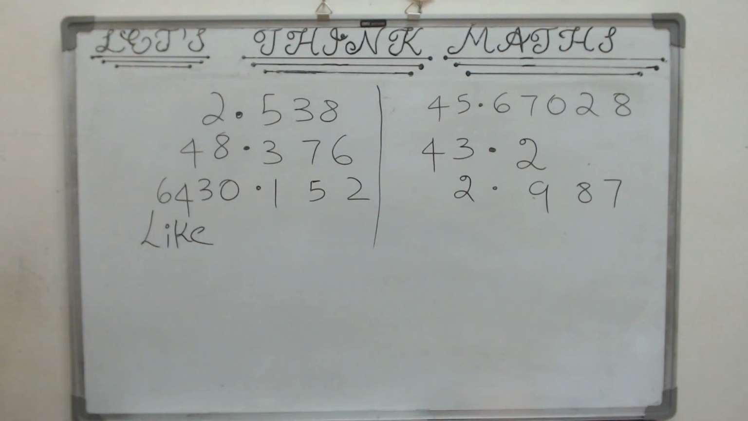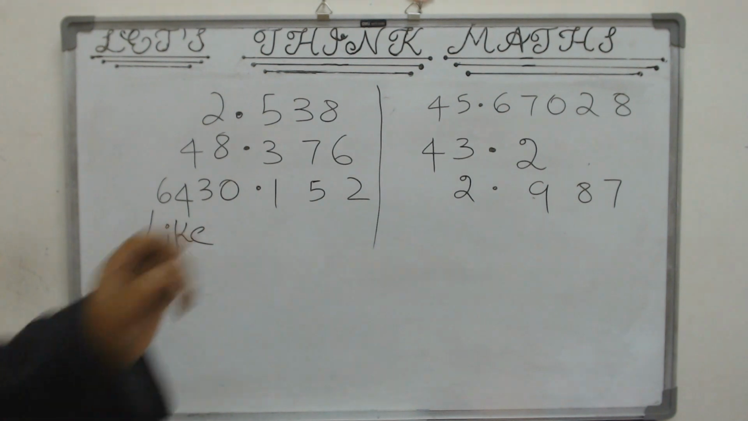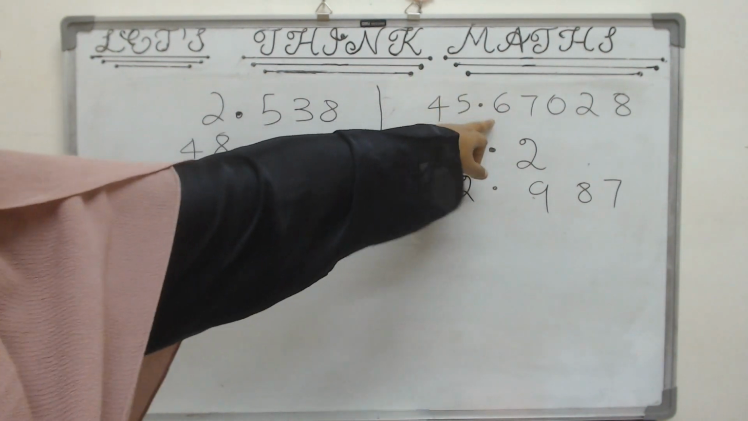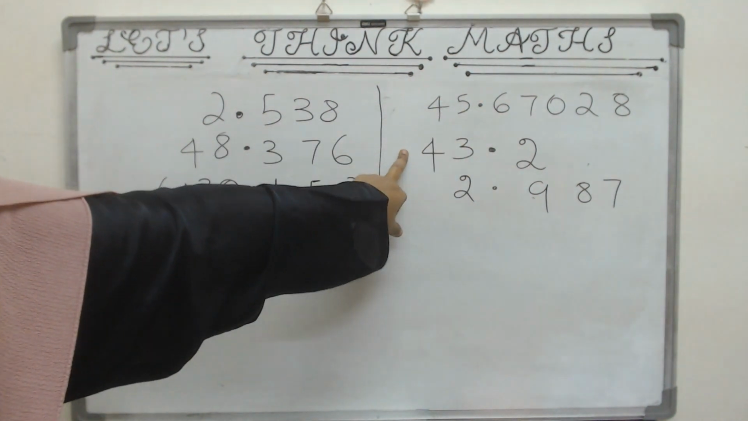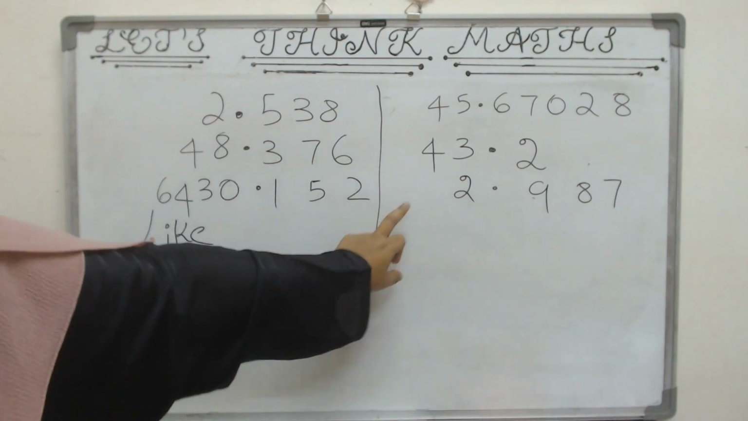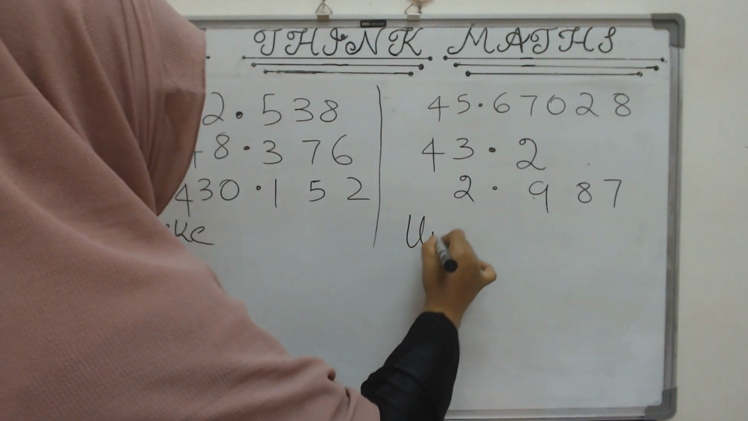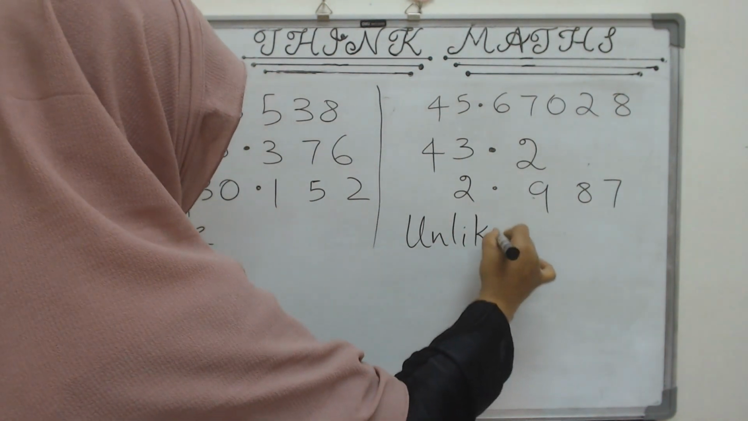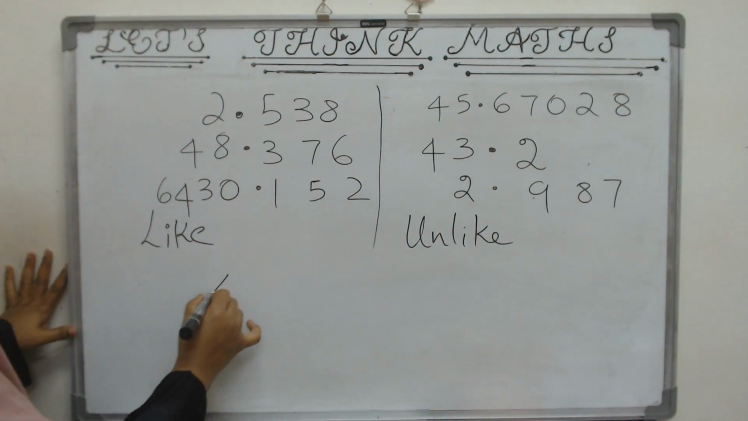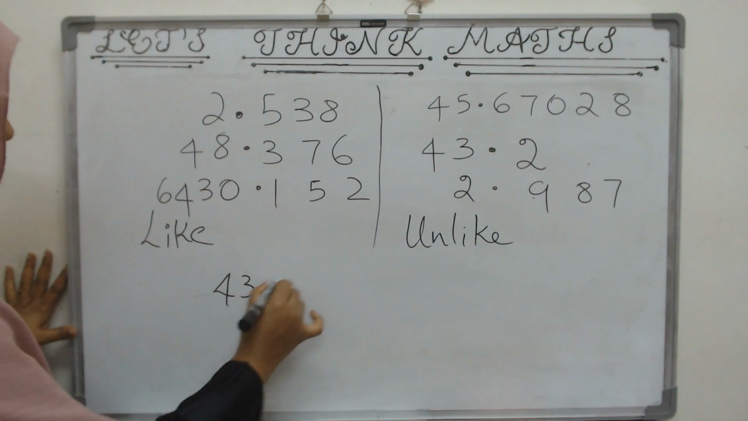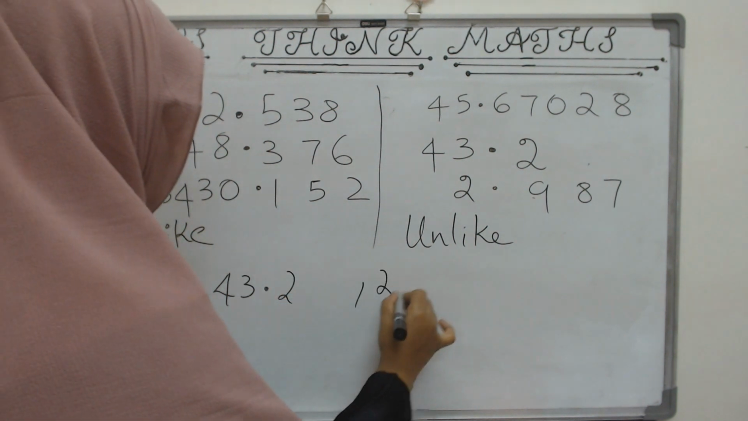Now, what do you notice about the second group? They do not have the same number of digits. This one has 5 digits. This one has just 1 digit in its decimal place. This has 3 digits in its decimal place. So these are known as unlike decimals. But then if you take any two unlike decimals, what do you notice?